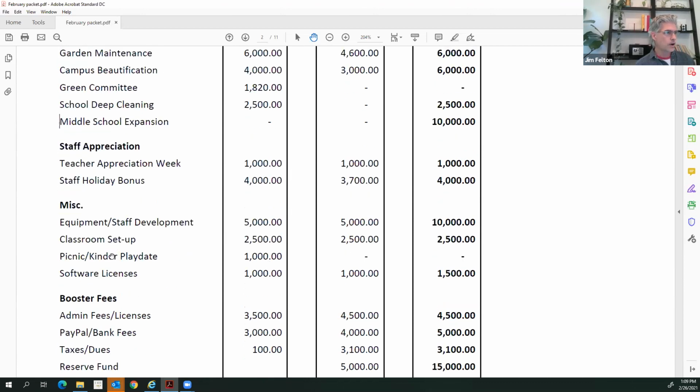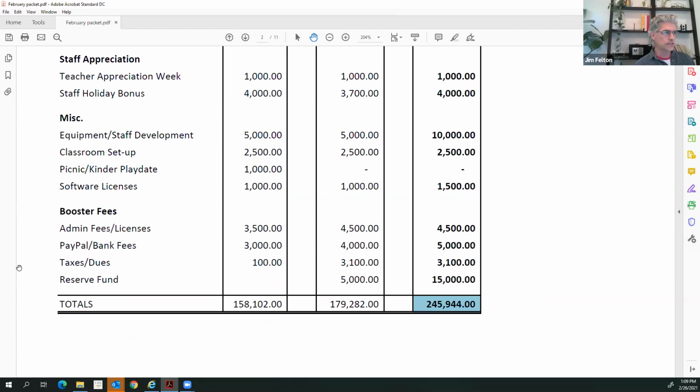Miscellaneous, mostly the same, except we did prioritize equipment budget, assuming that there'll still be some equipment needs, especially after a year and a half of distance learning. We realized there will definitely be equipment needs.